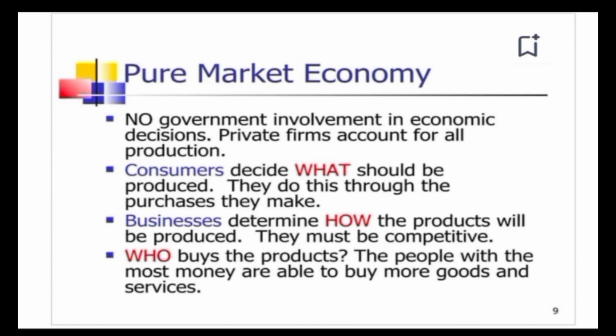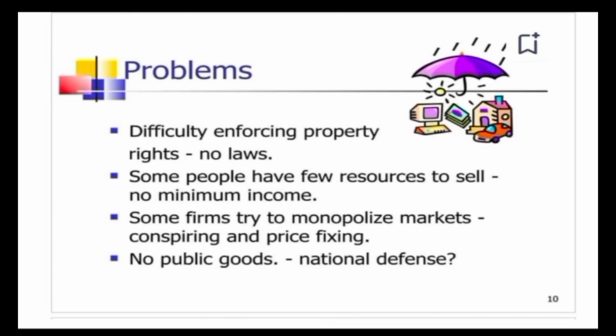The people with the most money are able to buy the products, meaning the people with more income who are placed higher in the hierarchy of the income cycle purchase more goods. The problems that occur in a pure market economy are difficulty enforcing property rights, no laws, because in some economies the ownership of goods and services is determined by property rights.